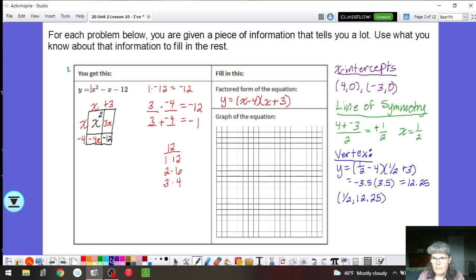We can also find the y-intercept by replacing x with 0. So y of our y-intercept will equal 0 minus 4 times 0 plus 3. So that's negative 4 times positive 3 is negative 12, giving us a y-intercept of (0, negative 12).